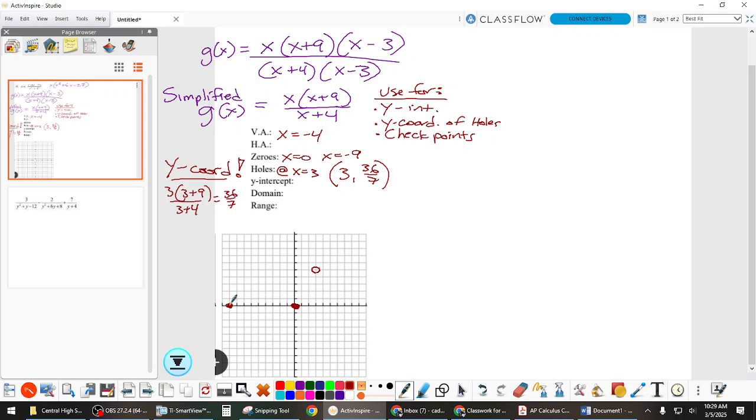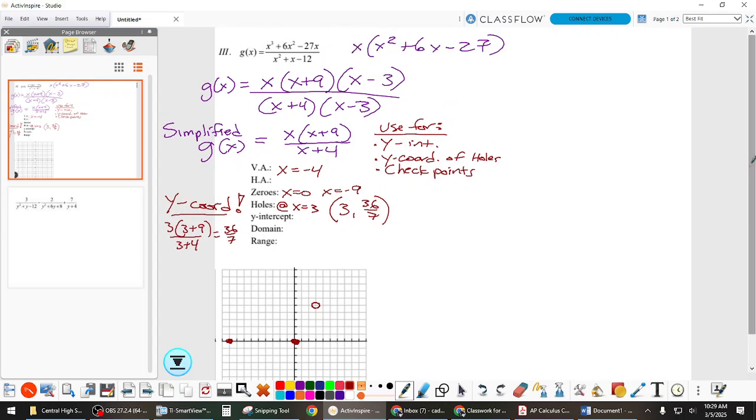Horizontal asymptote, you want to use the original. It's just easier to see it. So what case is this one? This is case 3, right? Because the numerator has a larger degree. So for that, you're going to need to long divide.